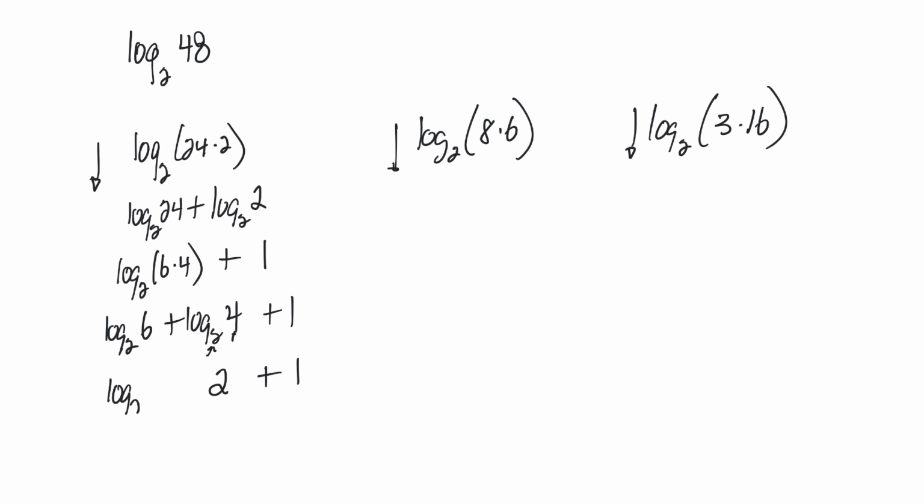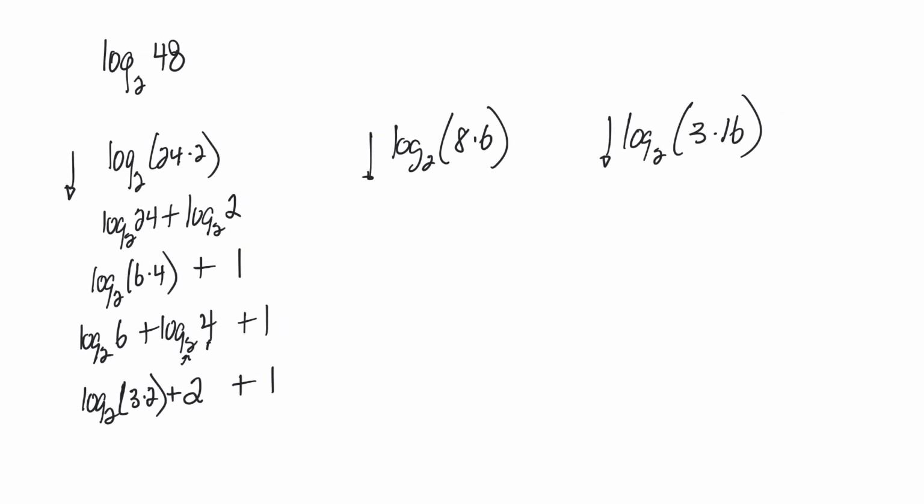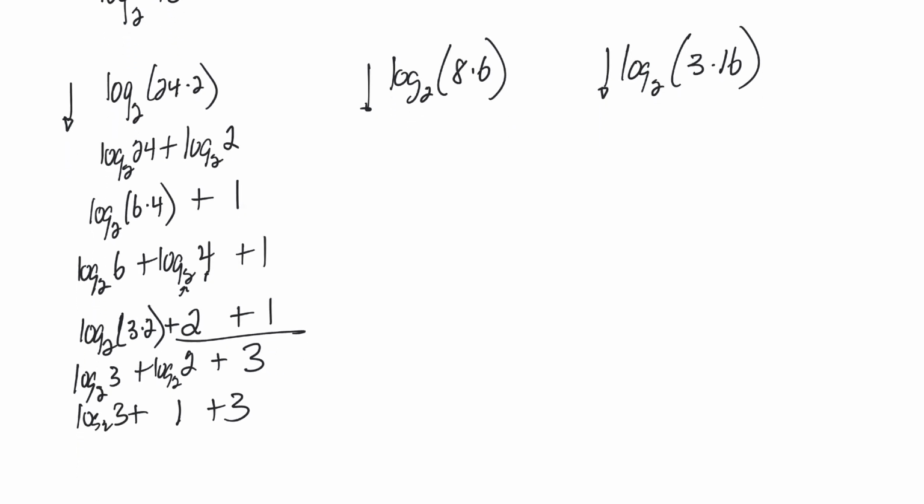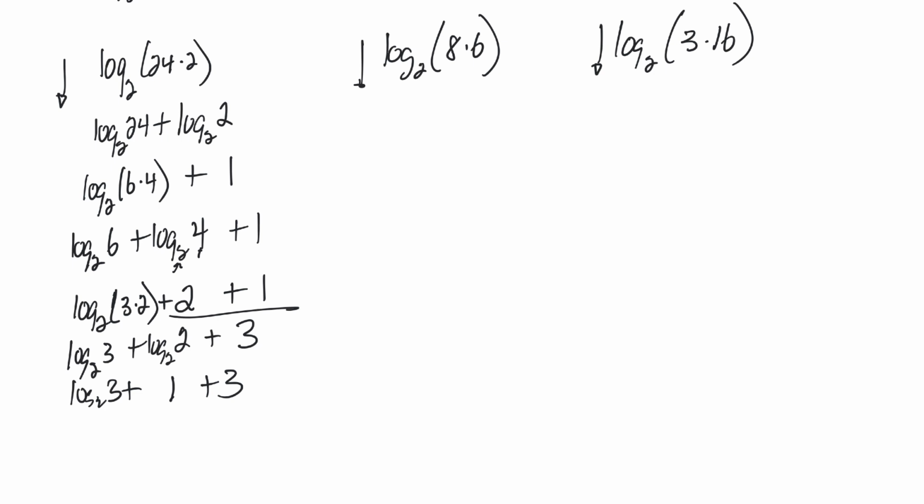And then I have log base 2 of 6. Now 6 I could write as 3 times 2. So, and then I could split this to log base 2 of 3 plus log base 2 of 2 plus 2 plus 1 is 3. Now log base 2 of 2 is 1 plus log base 2 of 3, and then 1 plus 3 is 4. So I think the lowest you could get is log base 2 of 3 plus 4.